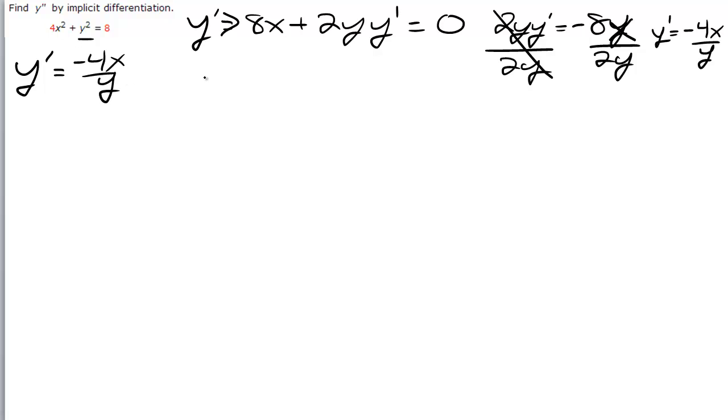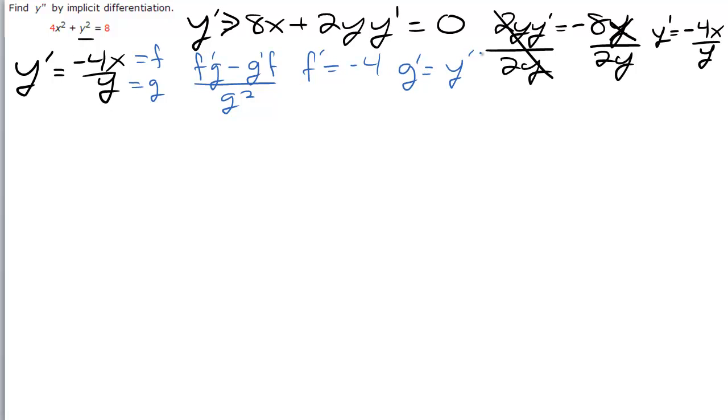But now, in order to find y double prime, taking the derivative of this, we're going to have to use the quotient rule. The top piece is our f, the bottom piece is our g. We're going to have to do the derivative of the top times the bottom minus the derivative of the bottom times the top all over the bottom squared. So we better figure out what the derivatives of the top and the bottom are. Well, the derivative of the top is easy. The derivative of negative 4x is just negative 4, and then the derivative of the bottom is also very easy because the derivative of y is just y prime, dy dx.